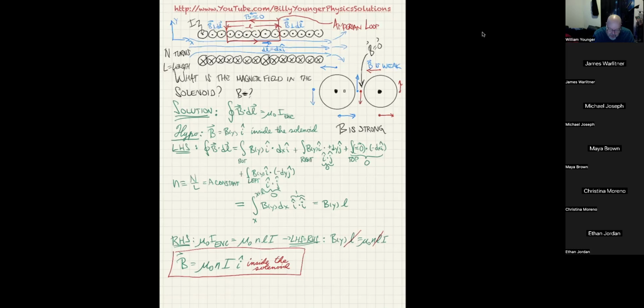So I'm going to go ahead and do a toroid next. And then with the toroid, I'm going to go to a more advanced Ampere's law problem that I think is worthwhile learning. So let's get started on that. Anybody have any last minute questions before I leave this example?